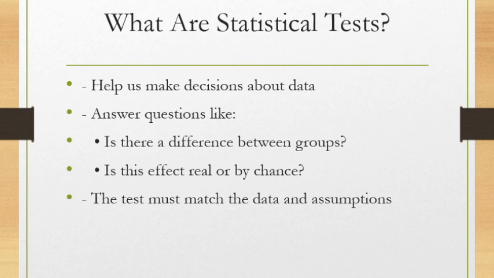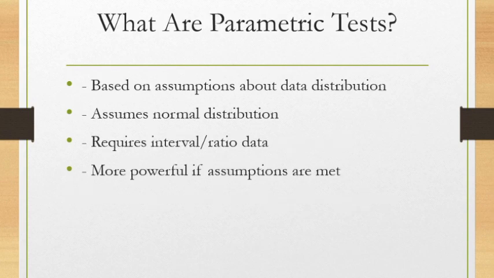First of all, what is a statistical test? A statistical test helps us make decisions about data. It lets us answer questions like, is there a difference between these two groups? Is this effect real, or is it just by chance? Does one variable predict another? To answer those questions, we choose a test, and that test must fit the type of data and assumptions we are working with. Let's begin with parametric tests.